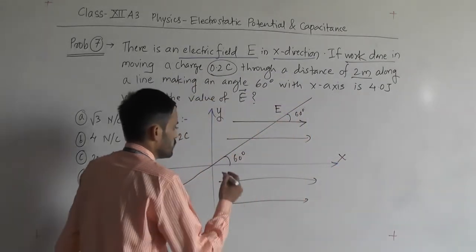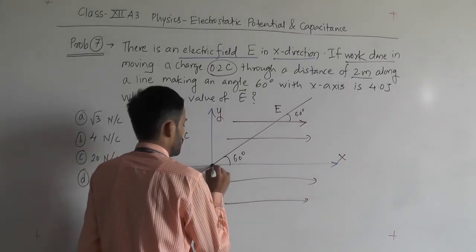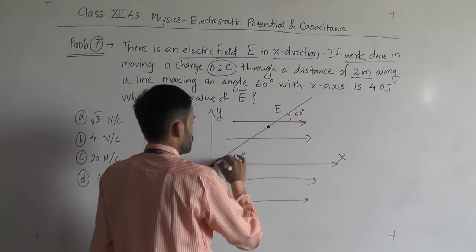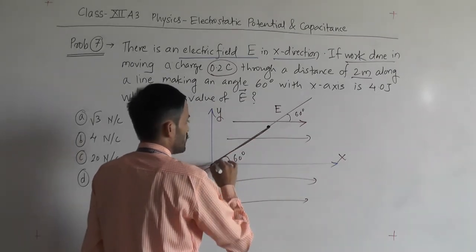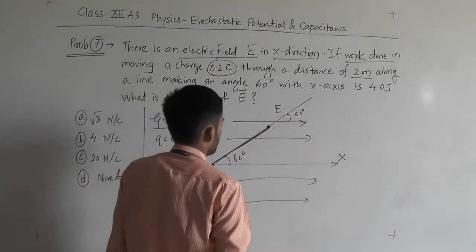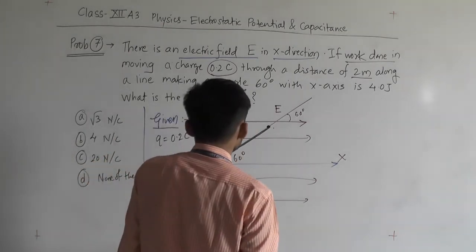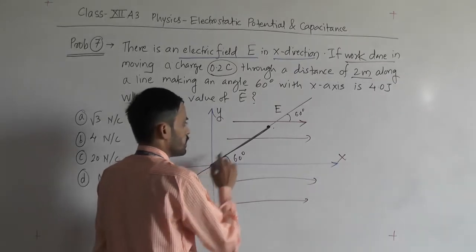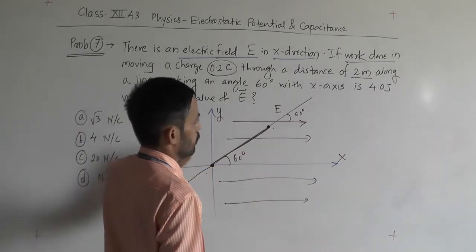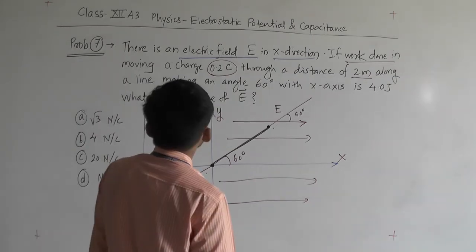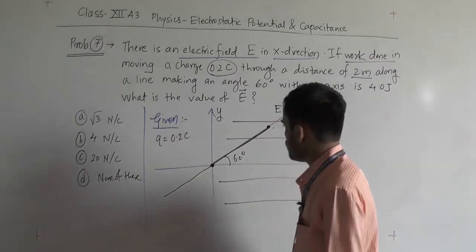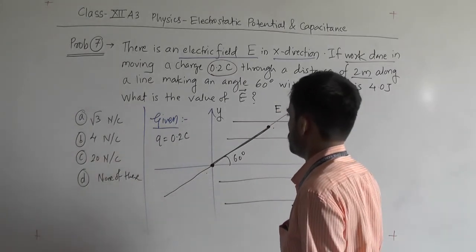So no problem. Suppose I take from here to here. So this distance will be 2 meter. Correct? So I have to move the charge from here to here. Charge is 0.2 coulomb. Okay. Then what is the value of E? Electric field is how much?